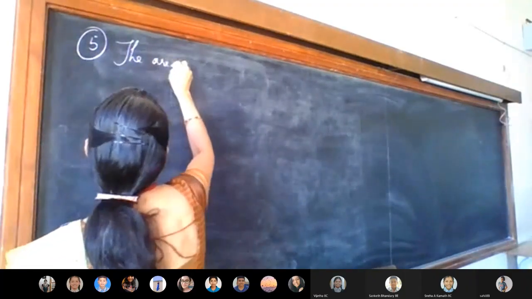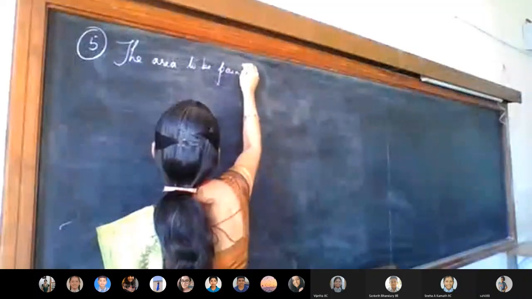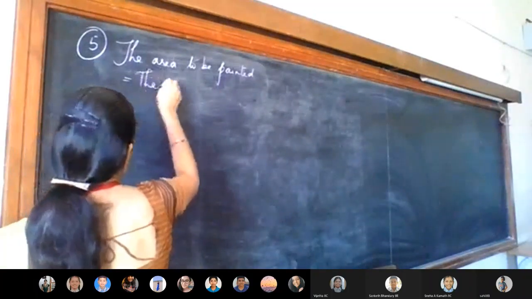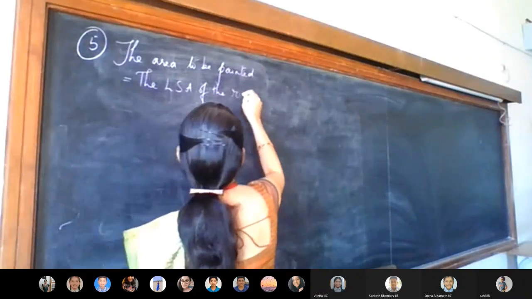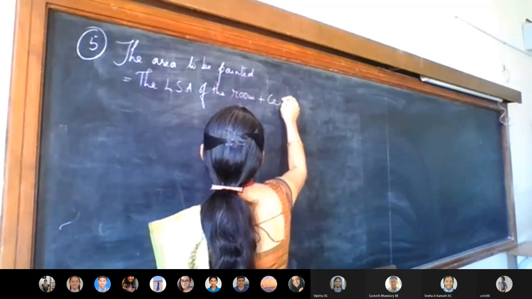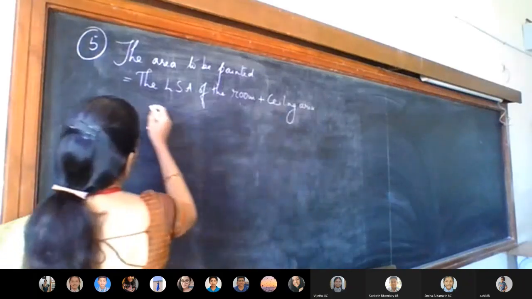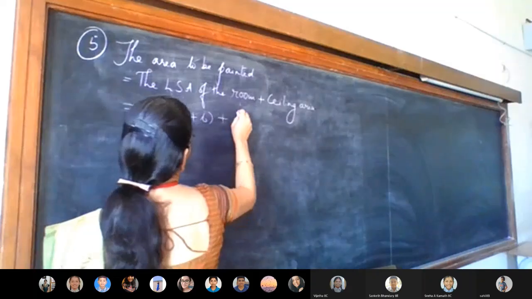For the area to be painted, don't write LSA plus this and all. You are calculating what should be connected to the question. So area to be painted is equal to the LSA of the room. They mentioned room, no? Okay. Plus ceiling area. So LSA of the room is 2H into L plus B plus LB.